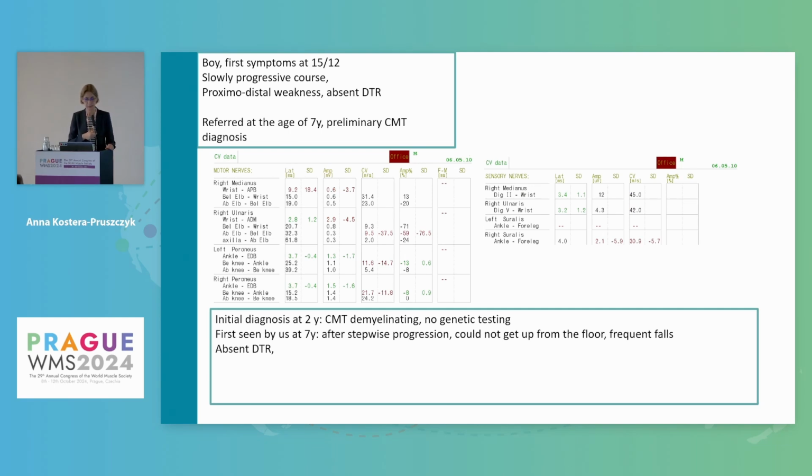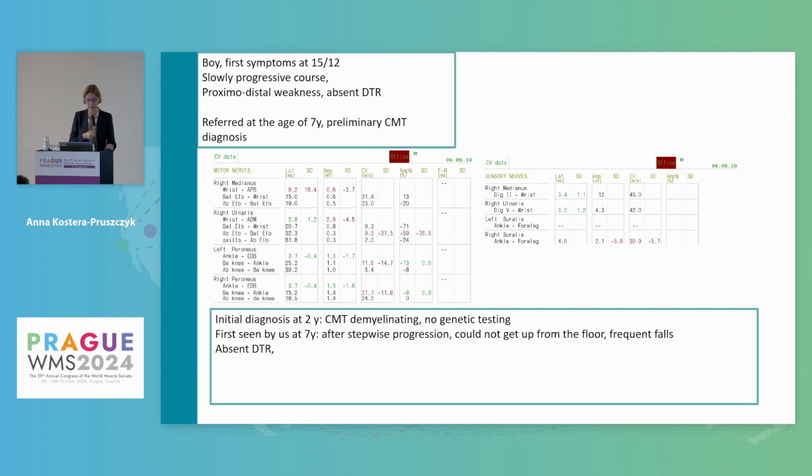And this is another of our patients, the boy who had first symptoms when he was just 15 months old. He had normal milestones, slowly progressive course of his motor weakness with proximal distal weakness, absent deep tendon reflexes. He was referred to us for the first time when he was 7 with preliminary CMT diagnosis. He was in fact first seen by a pediatric neurologist when he was 2. A very small EMG showed demyelination, so CMT was diagnosed, but no genetic testing was pursued.